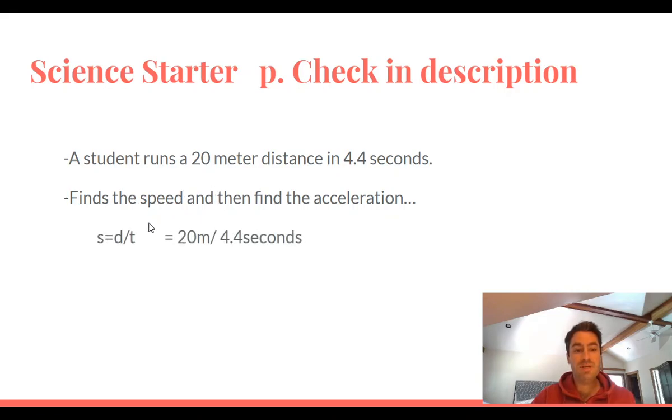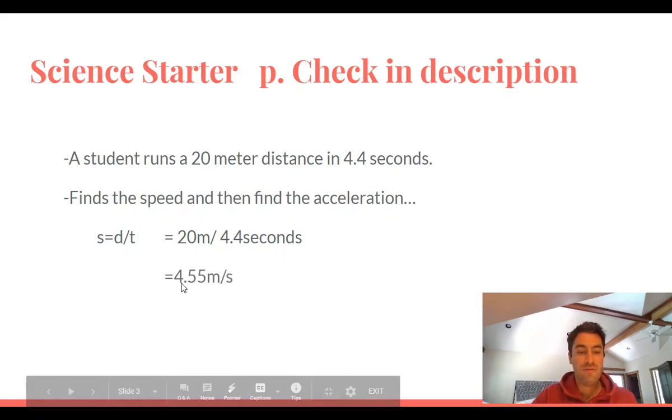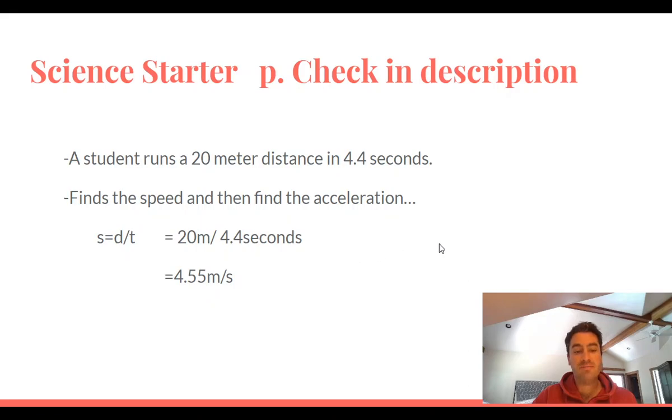So to figure out speed is distance divided by time. We know that the distance is 20 meters. The time that it took to travel that distance was 4.4 seconds. So 20 meters divided by 4.4 seconds gives us a speed of 4.5 meters per second.